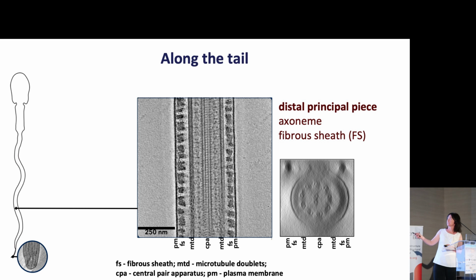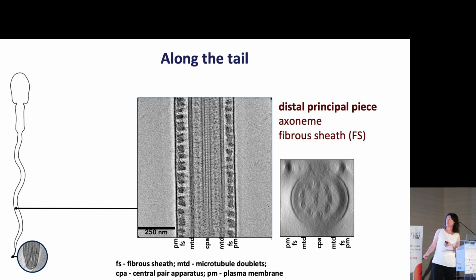What you see here in the center is the main motor apparatus of the cell, which is called the axoneme, that by itself is made of two singlet microtubules that are called the central pair that run in the center. You have the doublet microtubules from two sides, because again this is a slice from a tomogram. Then there is a structure that is called the fibrous sheath from two sides, and then again the plasma membrane. What you see here is a cross-section, but this is of course a tomogram, so I can actually play it so you can see the whole volume.